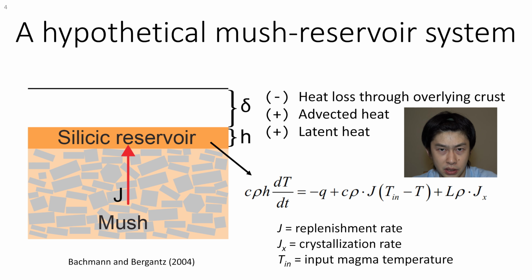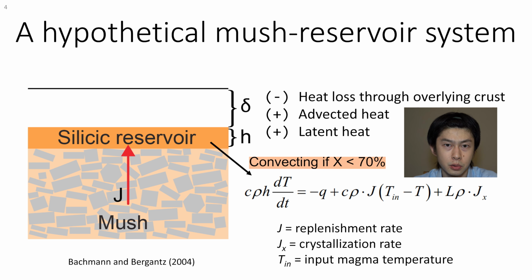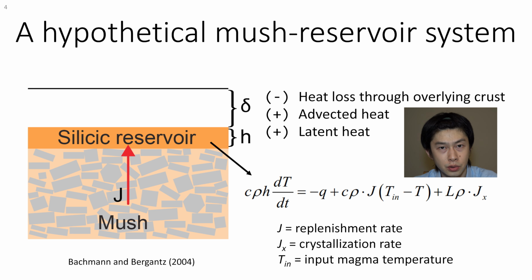A fundamental assumption here is uniform temperature for the silicic reservoir. As long as the crystal fraction of the silicic reservoir is low, the magma should convect, and most crystals should be entrained in the convecting magma. Therefore, the uniform temperature would be a valid assumption. This thermal equation of the silicic reservoir could be coupled with the heat conduction equation of the crustal layer and form the complete system. Before solving the full system numerically, we can get some insights from analytical results.